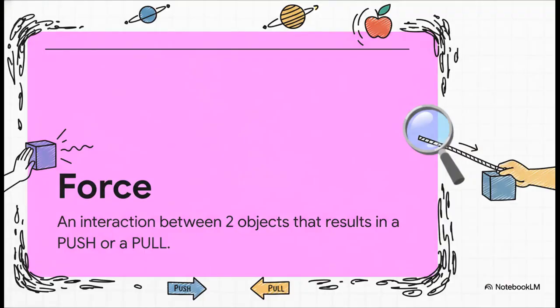All right, first up, force. It sounds simple, and it is, but honestly, it's everything in physics. A force is just a push or a pull. That's it. It's the thing that causes any change in motion. It can speed things up, slow things down, or make them change direction.